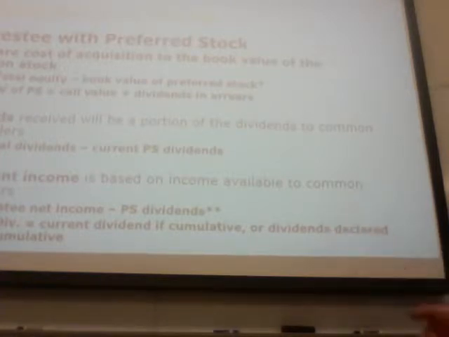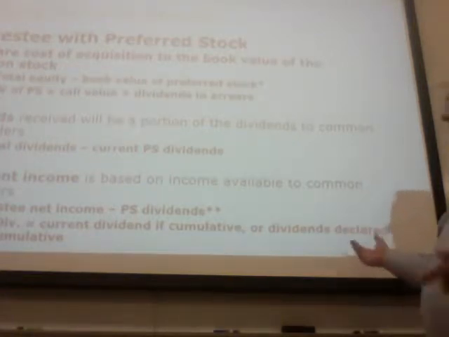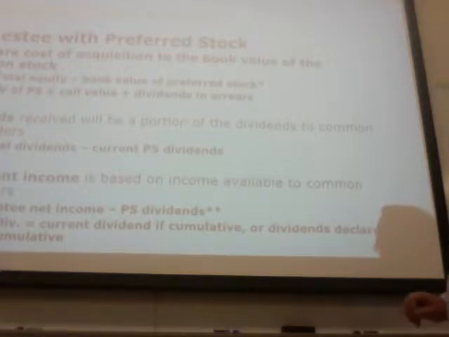Non-cumulative means you pay it if you have earnings, right? So in a recession, a non-cumulative company doesn't declare any dividends. Preferred stock doesn't get any dividends. And if it's non-cumulative, you don't have to pay them later if that's the way your preferred stock is set up. That's the way it is.